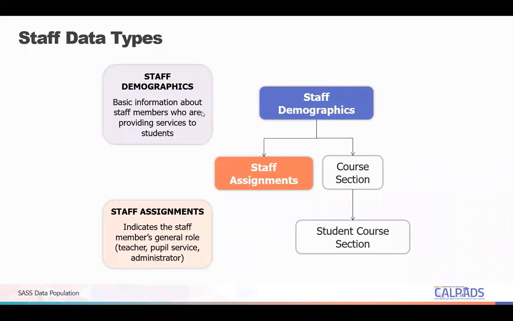There are two components to staff data. All certificated staff require demographic and assignment records. The SDM, or staff demographics, includes demographic information on certificated staff, including employment start and end dates, total years of service in the education field, and total years of service in the given LEA. On the other hand, the staff assignment, or SASS, includes job classification information and FTE, or full-time equivalency percentage, of all certificated staff, as well as job assignment information for certificated staff in non-classroom based assignments.